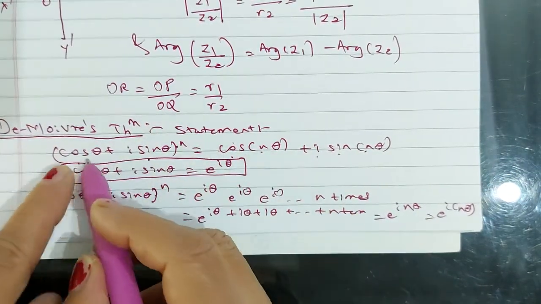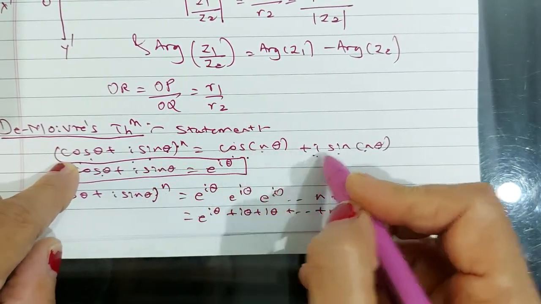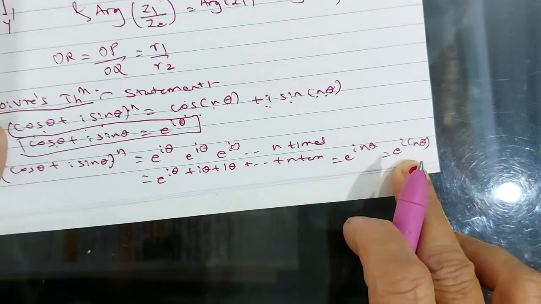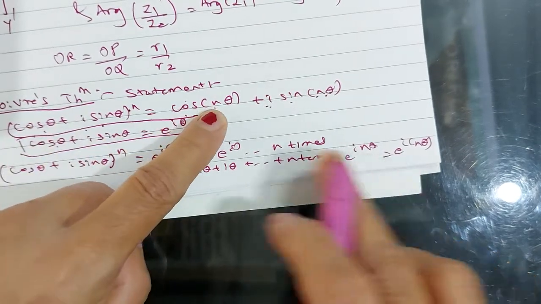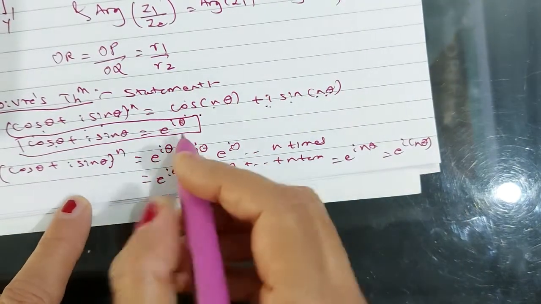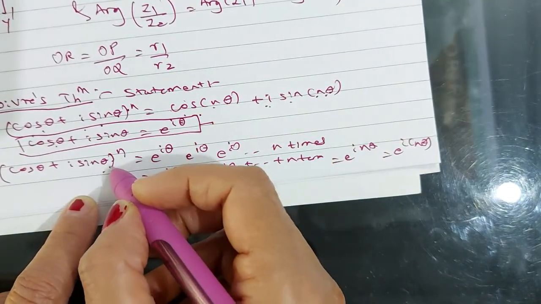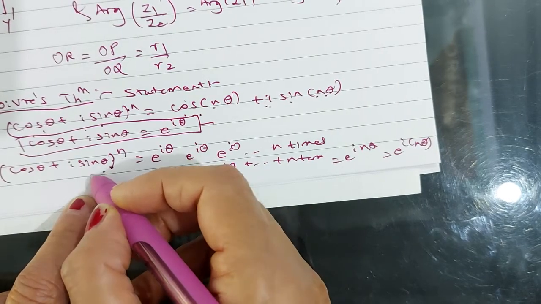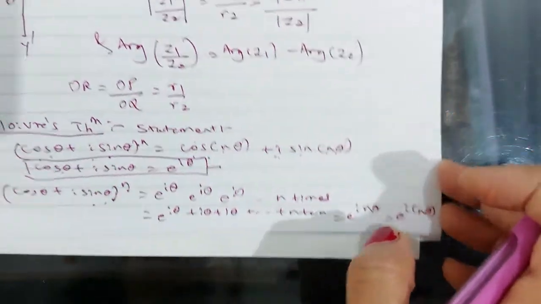When the statement is (cos theta plus i sin theta) raised to n will be cos n theta plus i sin n theta, then when I get this term, obviously the answer should be cos n theta plus i sin n theta. So once I know this basic statement, it is not difficult, because here I just raised the LHS to the power n. Okay, this is as simple as possible.